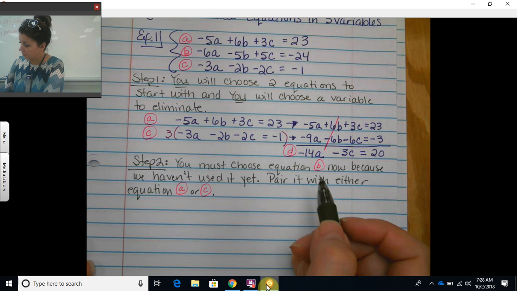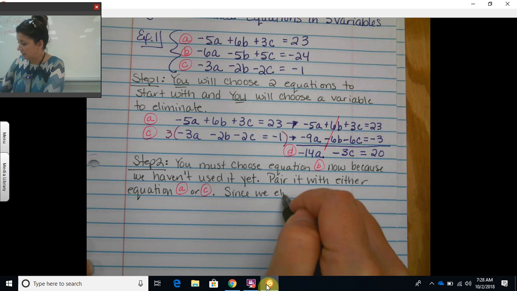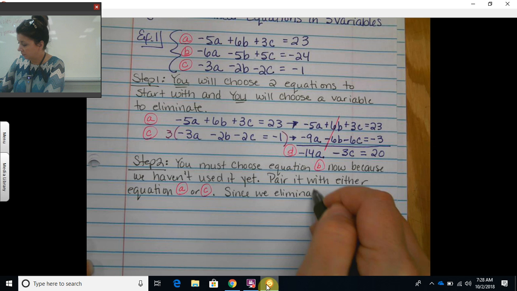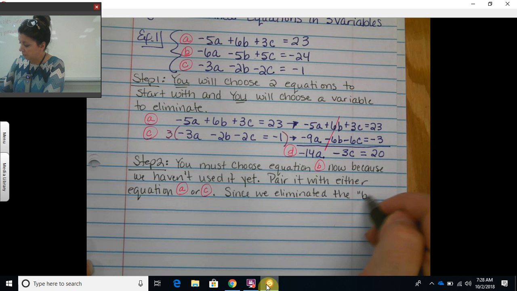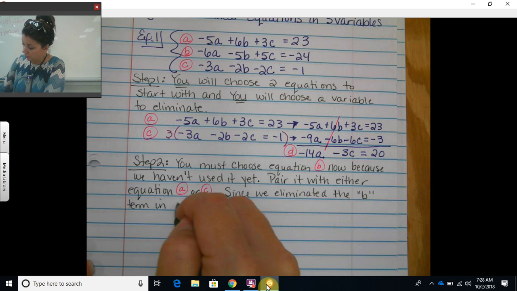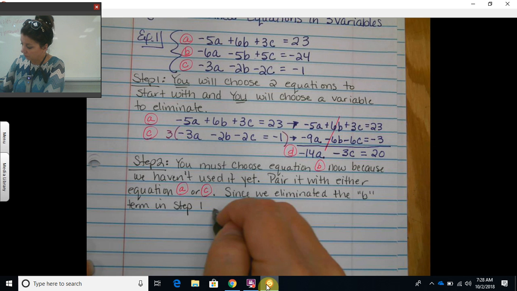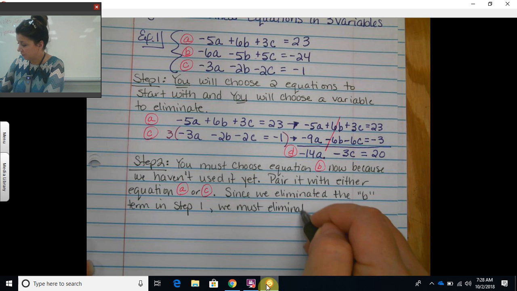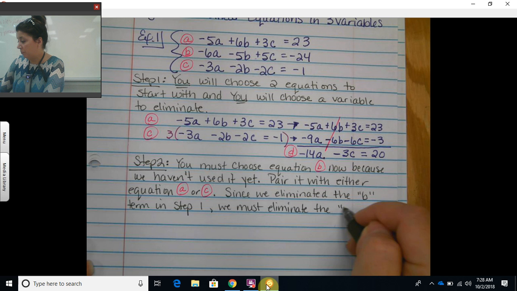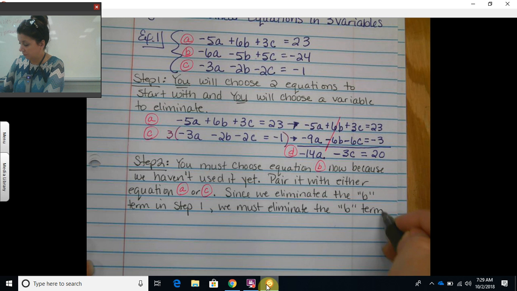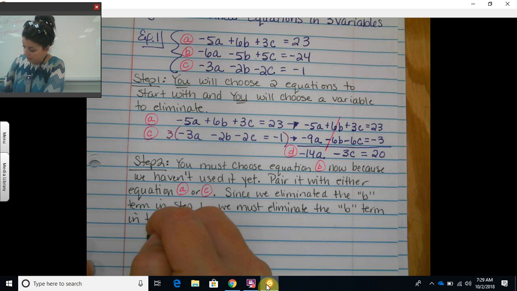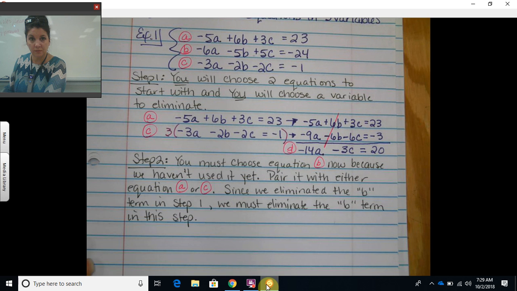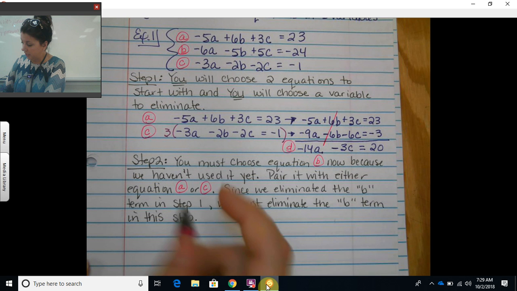Since we eliminated the B term in step 1, we must eliminate the B term in this step. So I know I'm using equation B, so we'll go ahead and write that down.